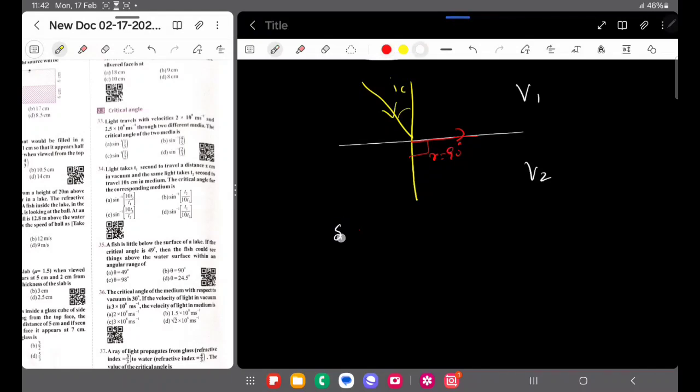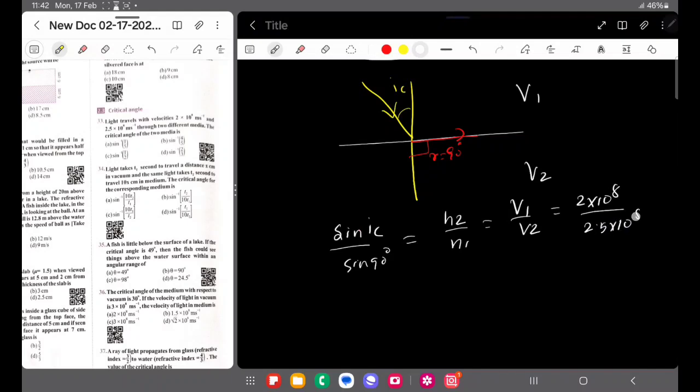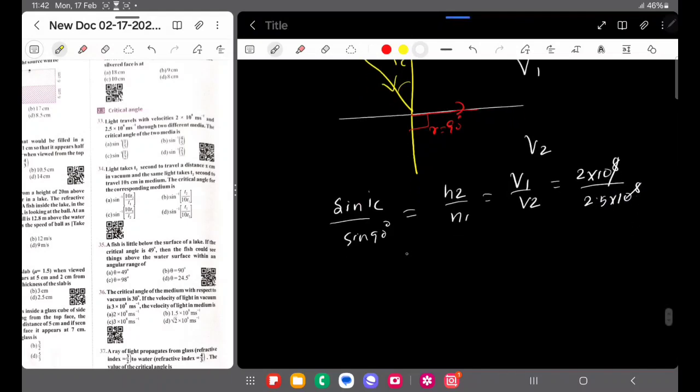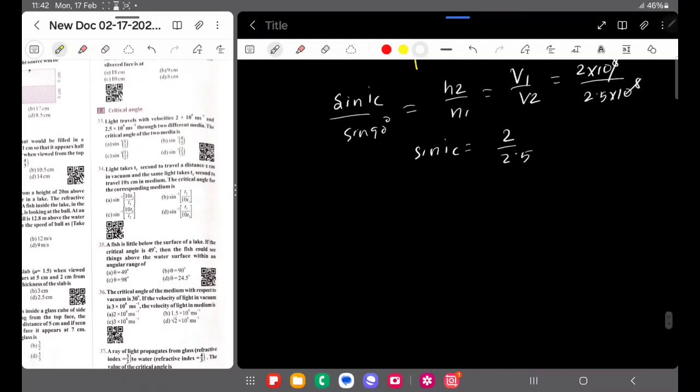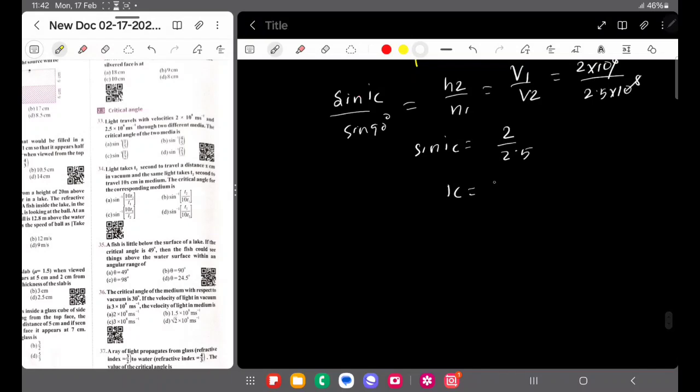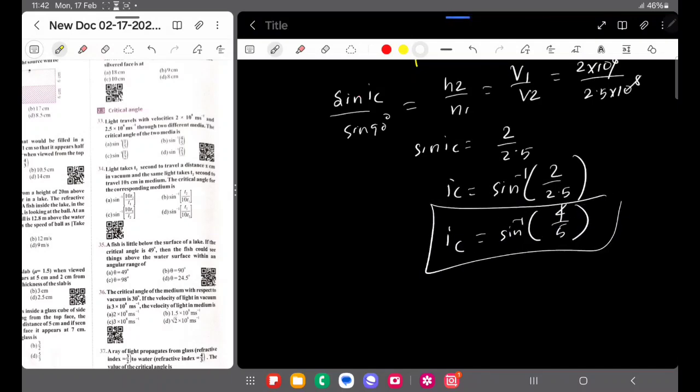So I can use Snell's law: sine of IC by sine of 90 is equal to n2 by n1, or V1 by V2. V1 I know is 2 into 10 to the power 8, and V2 is 2.5 into 10 to the power 8. The 10 to the power 8 cancels off, so I get sine of IC equal to 2 by 2.5. So IC is sine inverse of 2 by 2.5, which can also be written as 4 by 5. That should be the critical angle.